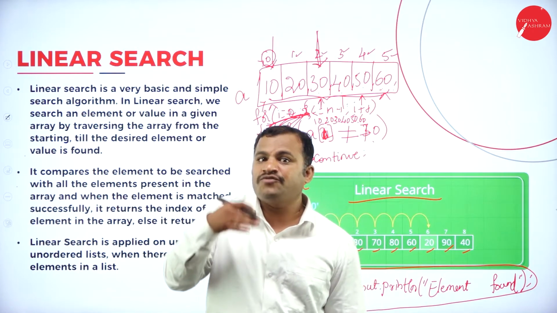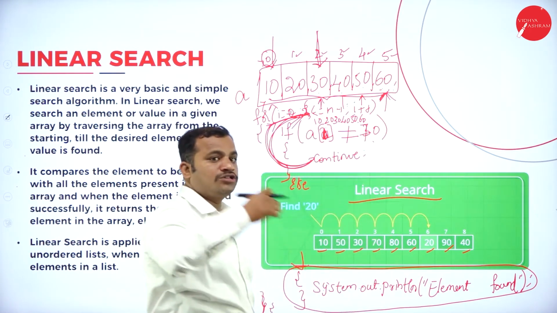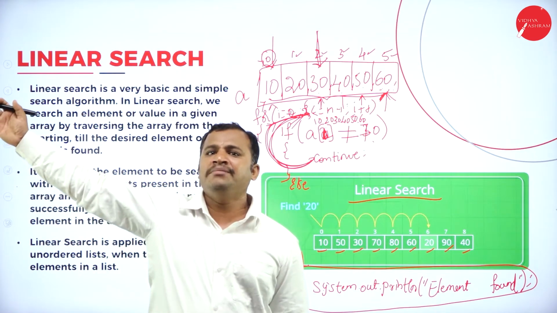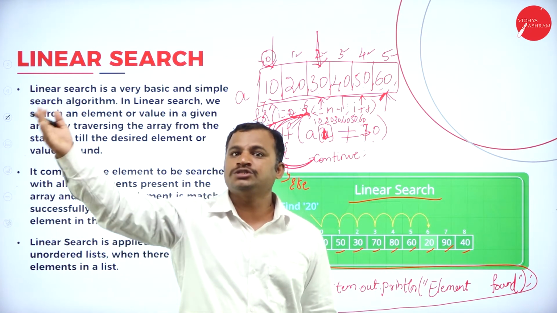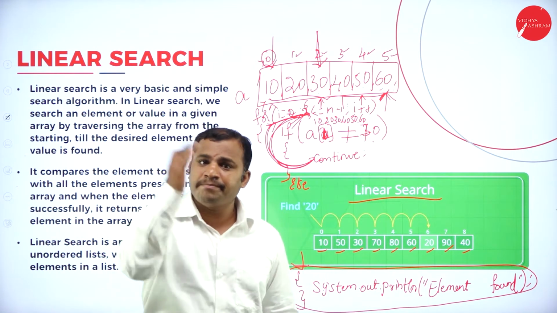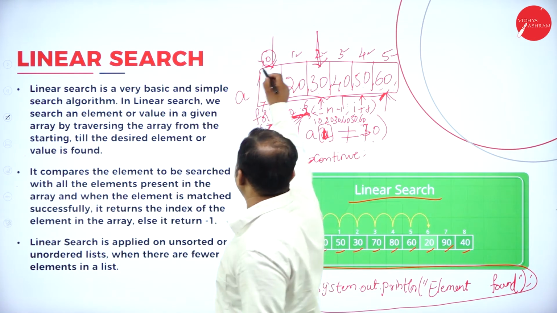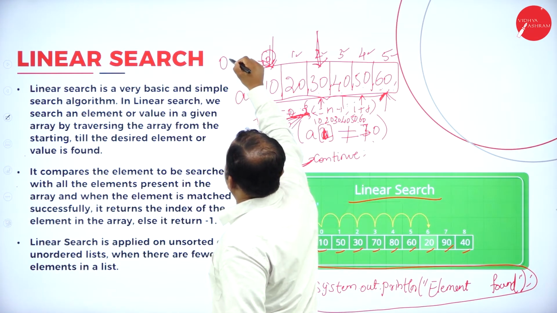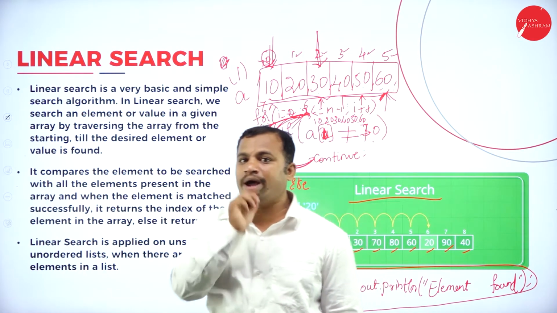When you want to search for an element which is present at the last position, that is, if you want to search for the item 60, then you have to traverse each and every element. Then what is the time taken? n minus 1. What does the best case analysis say? Suppose the element to be searched is present in the first location itself, then the best case time complexity is 1.